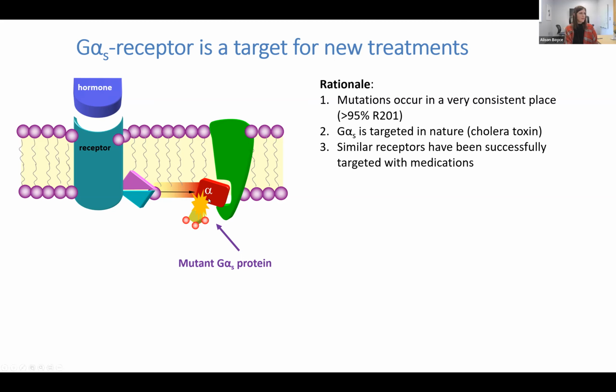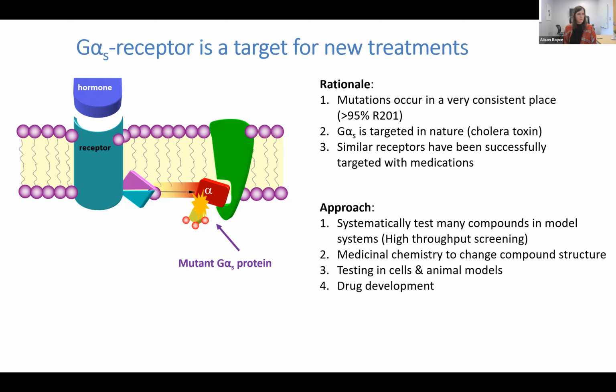Also, this G-alpha-S protein is actually targeted in nature. So if anyone's heard of the disease cholera, that is an infectious disease where the bacteria makes a toxin that turns on G-alpha-S. And in that disorder, patients get a lot of diarrhea. So we obviously wouldn't want to replicate that, but we've shown that nature has figured out a way to bind the G-alpha-S protein. So that gives us hope that we may be able to develop a drug that will do the same thing. And also there have been other disorders with similar receptor problems that have been successfully targeted with medications.